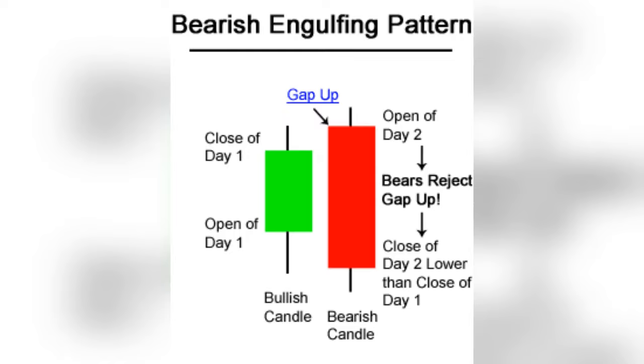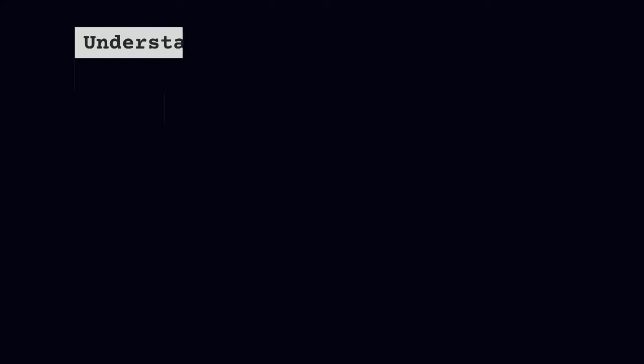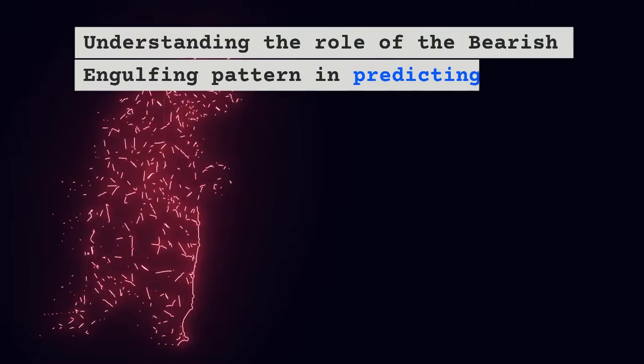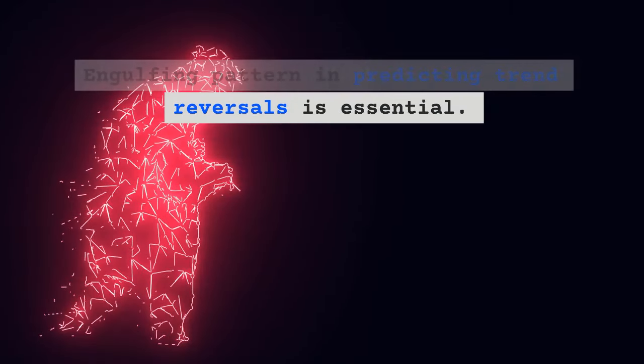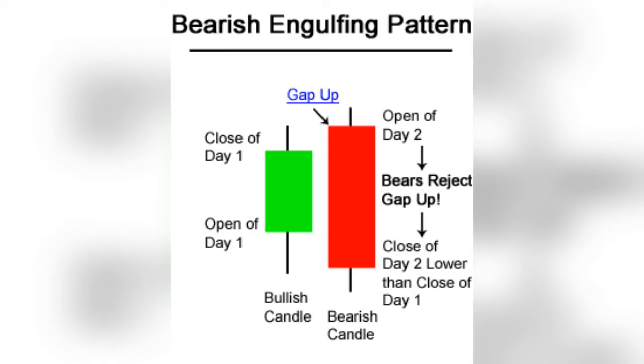Significance as a potential trend reversal indicator. Understanding the role of the bearish engulfing pattern in predicting trend reversals is essential. The second bearish candle's body engulfs the entire range of the preceding bullish candle.